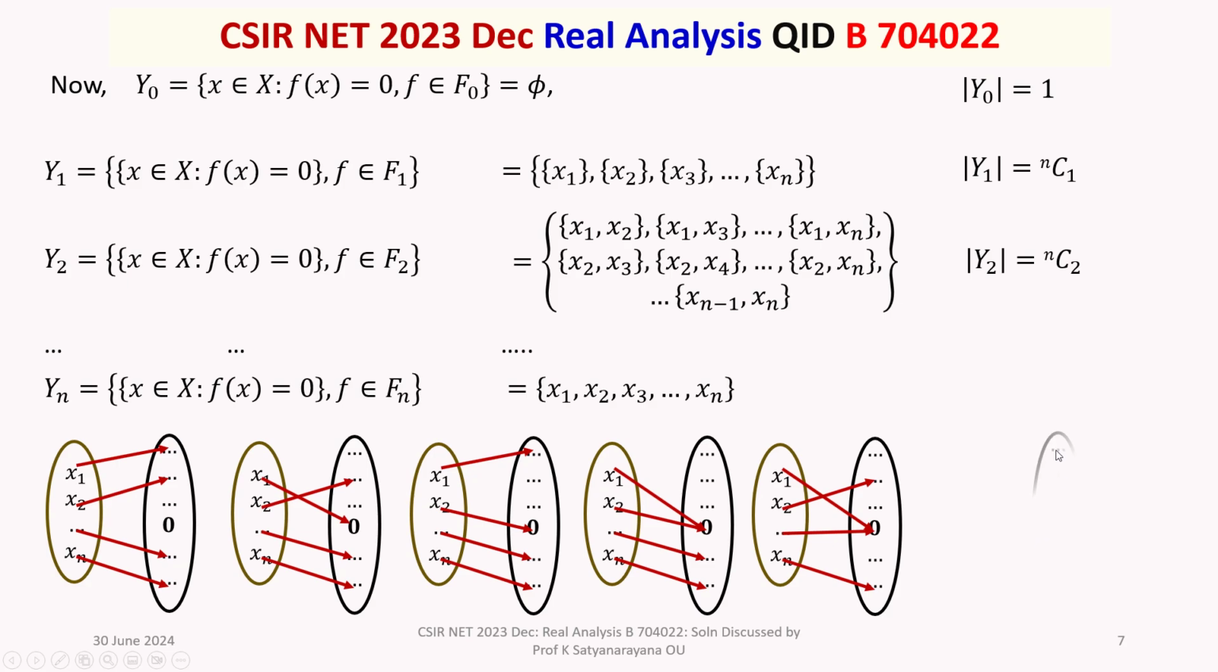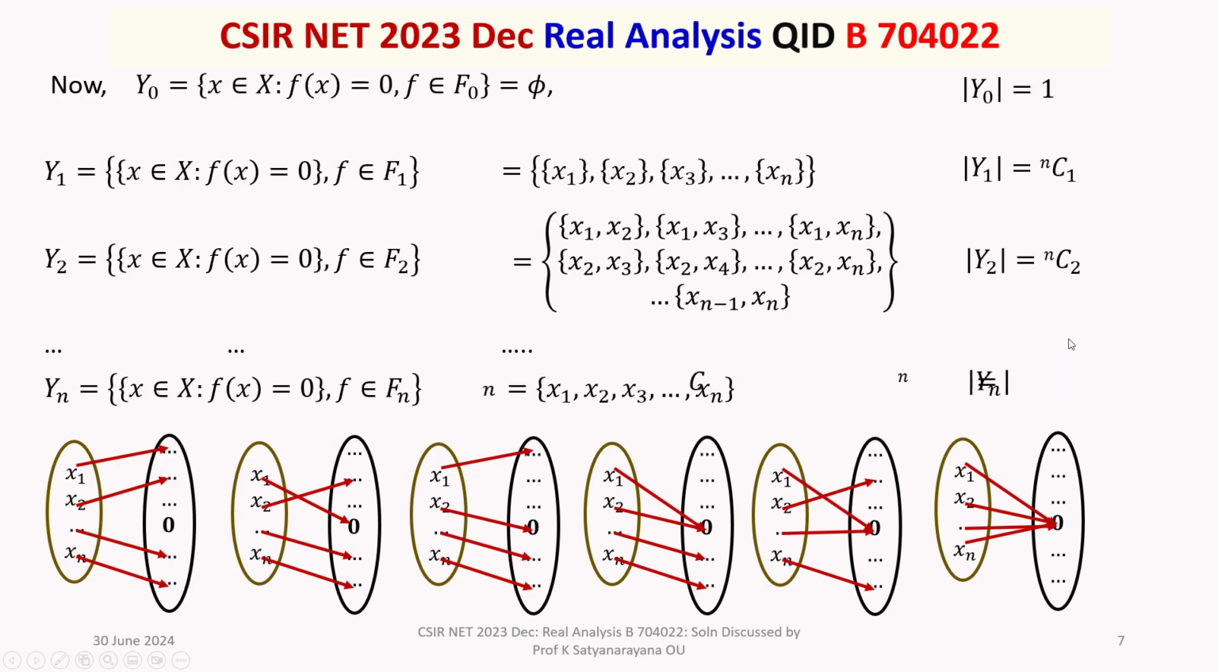And look at the demonstration here. Real number line, X, and all are mapped to 0. So that is the singleton set, which is capital X. And what will be the order of Yn? nCn. That is one only. But anyway, we have to write nCn. Now we are ready to compute what is the order of Y.